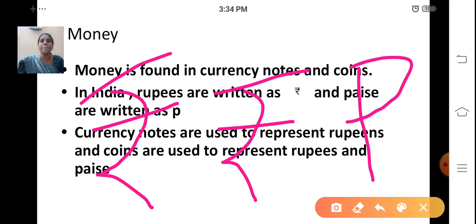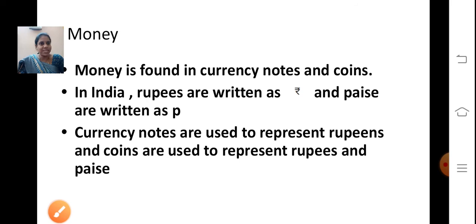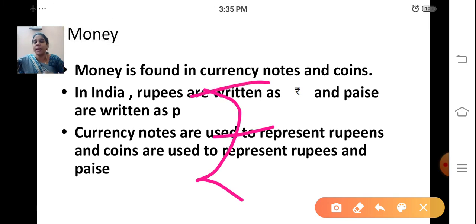And pies, P. So, money is found in currency notes and coins. I think you all have seen currency notes, right? We have 200 rupees, 500, 2000, 10 rupees, 50 rupees, 100 rupees. And coins, you can see so many coins, right? 50 paise coins, then 1 rupee coin, 10 rupee coins, isn't it? So, in India, what is the symbol for rupees? Yes, this is the symbol for rupee and pies are written as P.